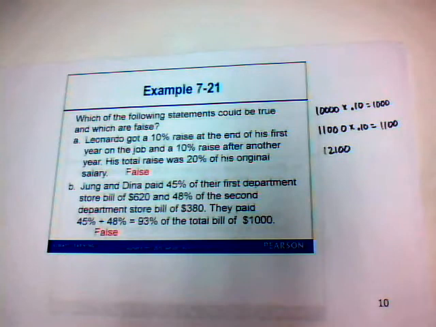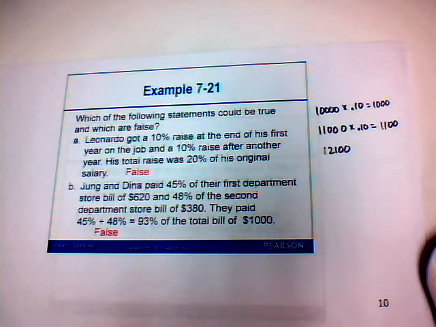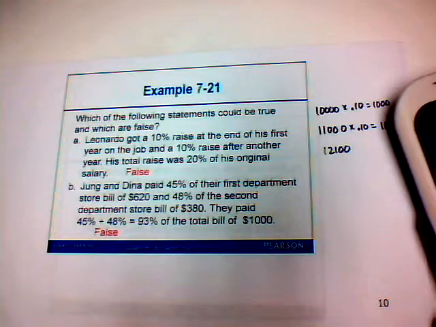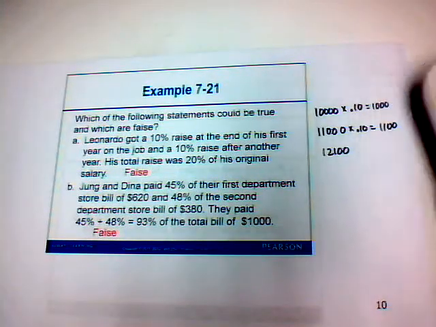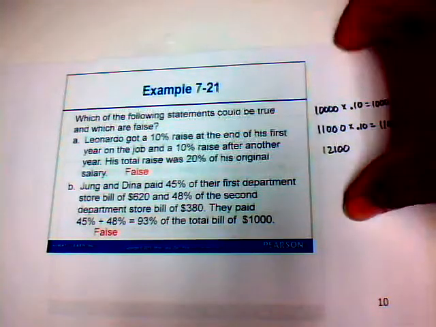And you can do $620 or 45% of 620. That would give you $279. And then 48% of 380 would give you $182.40. Add that to the 279 and you'll get $461.40, which is not $930. That's less than half. So that particular statement would be false.